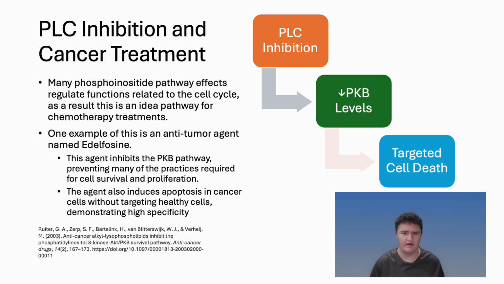So now I'm going to take a second to talk about an important role that PLC inhibition in cancer treatment can have. So many of the pathways, as we talked about, relate to the ability to regulate the cell cycle, regulate cell survival, growth. And so they're a really great point to introduce chemotherapy and anti-cancer treatments. One anti-cancer treatment that's coming onto the market now is adelphosine. This is used to inhibit the PKB pathway, which will essentially help to make sure that the cell is not able to survive and slow the cancer growth.